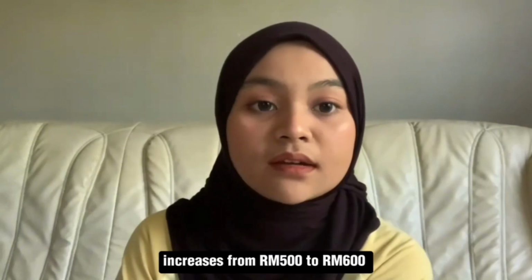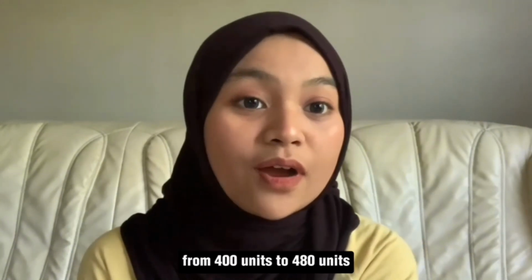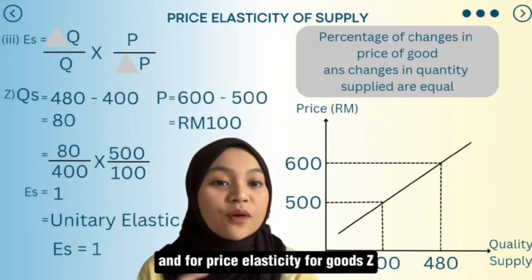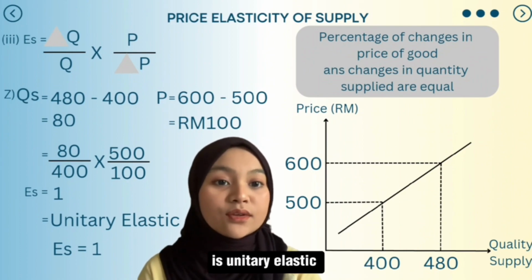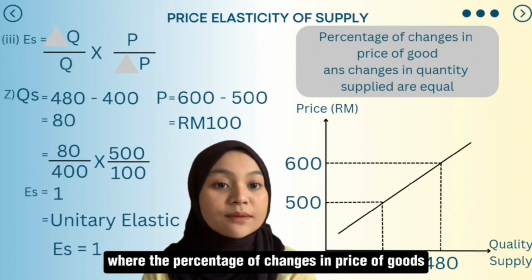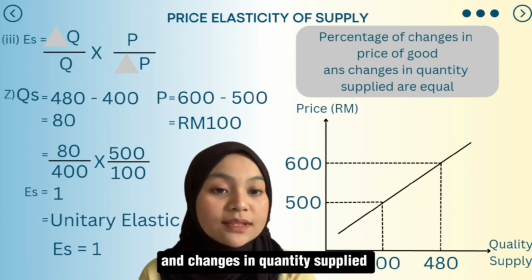The last one, for sub-question number 3, for good Z, when the price of good Z increases from 500 ringgit to 600 ringgit, the quantity supplied also increases from 400 units to 480 units. And the price elasticity for good Z is unitary elastic, where the percentage changes in price of the good and the changes in quantity supplied are equal.